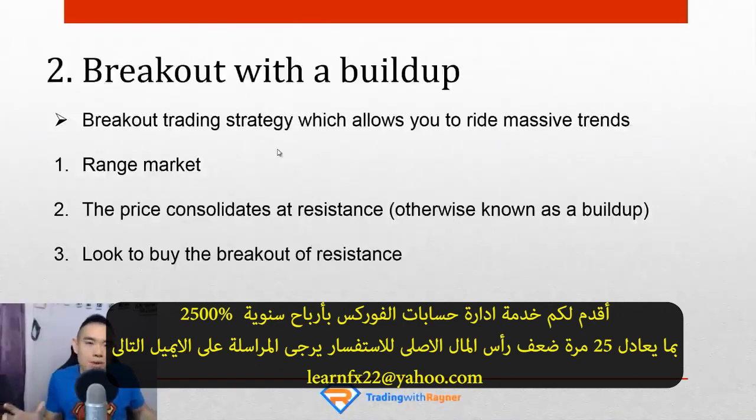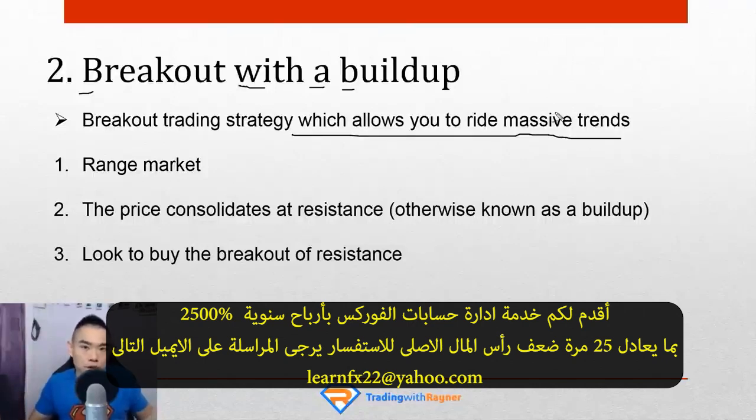The breakout with the build up. So if you actually take the letters B, W, A, B, I call this the BWAB trading strategy. Let's say it together. The BWAB trading strategy. BWAB. Okay, so this is simply a breakout trading strategy which allows you to ride massive trends because you are entering at the nascent stage of a new potential trend.